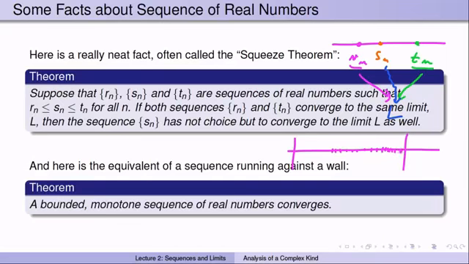So a sequence that keeps getting bigger, but it can't go beyond the wall, has to accumulate somewhere. It could accumulate at that wall, or maybe the wall is chosen too big. It could accumulate somewhere before the wall, but it certainly cannot run off to infinity. But it has to converge. So a bounded, monotone sequence of real numbers converges.